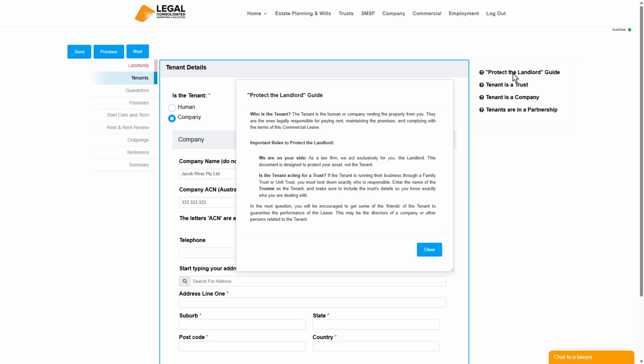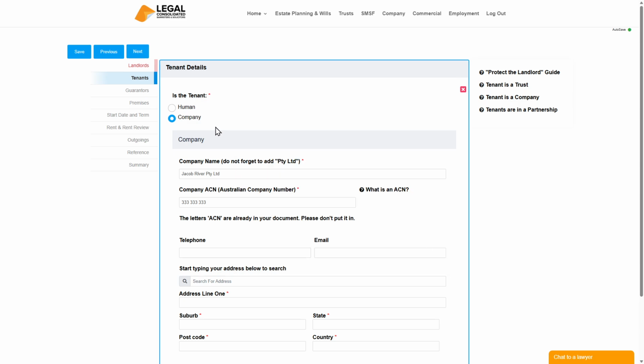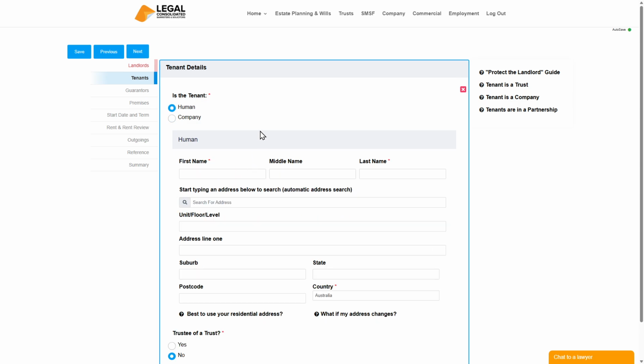You must make sure that you are dealing with exactly the correct person. So if you're dealing with a human, you want to have a look at their driver's license. You want to just check to make sure you're dealing with the correct person. Because remember, you're giving everything away here. You're giving access and possession of your beautiful commercial property to someone. And the only thing you've got to protect yourself is this commercial lease.